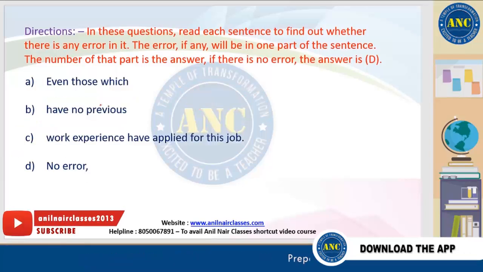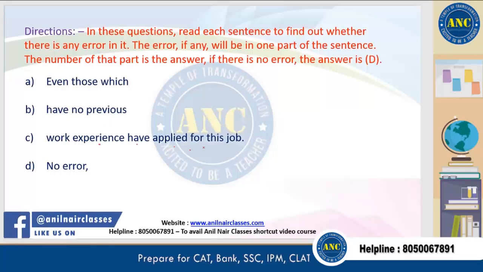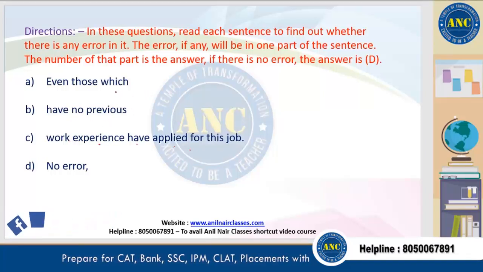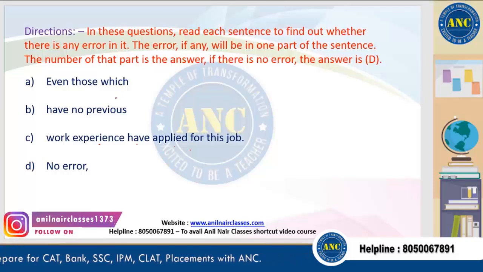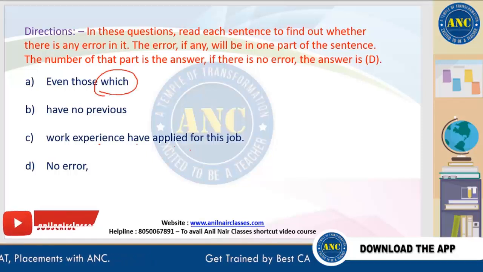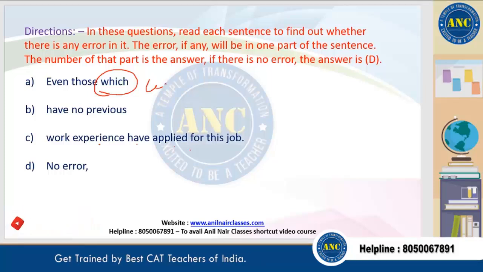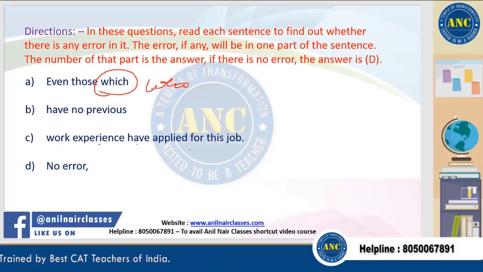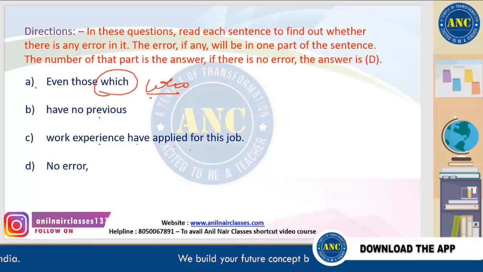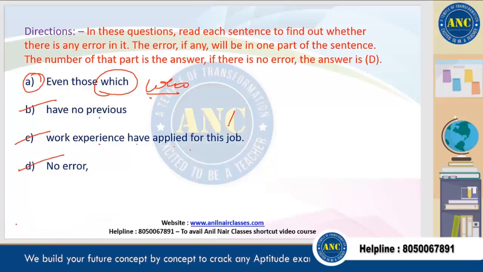Clear? Next one. Even those which have no previous work experience have applied for this job. Now, whom are we referring to? We are referring to people. So how can we say "which"? Are we really choosing something? No, we are not choosing something. So it has to be "who". Who is the subject pronoun. So, "who have no previous experience". So our answer is A, B, C and D, we will get rid of.